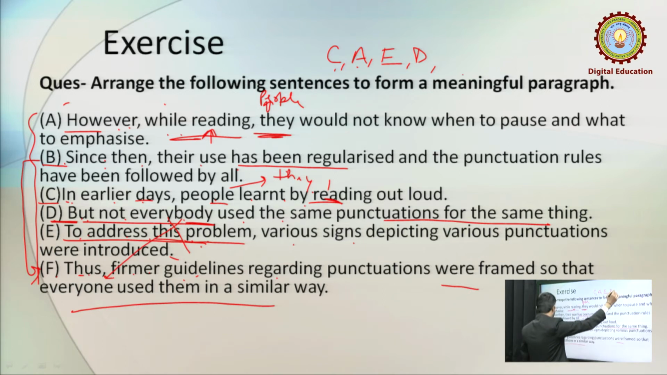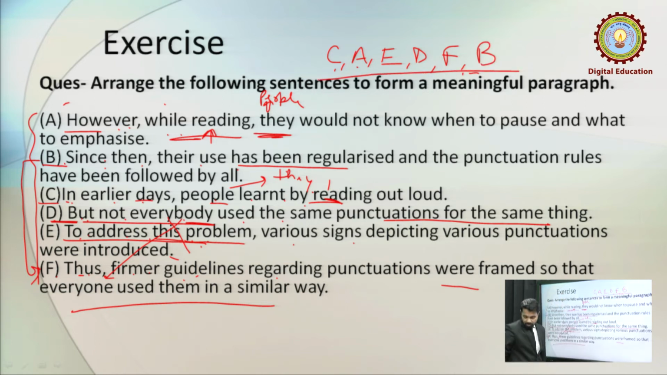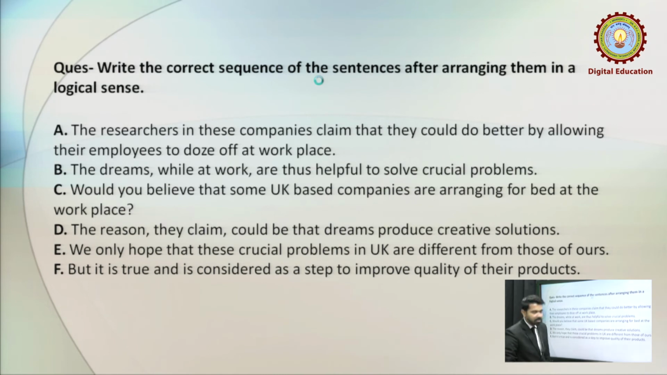So, the next sentence will be F, and the last one is: since then their use has been regularized and the punctuation rules have been followed by all. So, this is the correct sequence of the sentences. Now, we have another exercise. Write the correct sequence of the sentences after arranging them in a logical sense. We have A, B, C, D, E, F, 6 sentences.